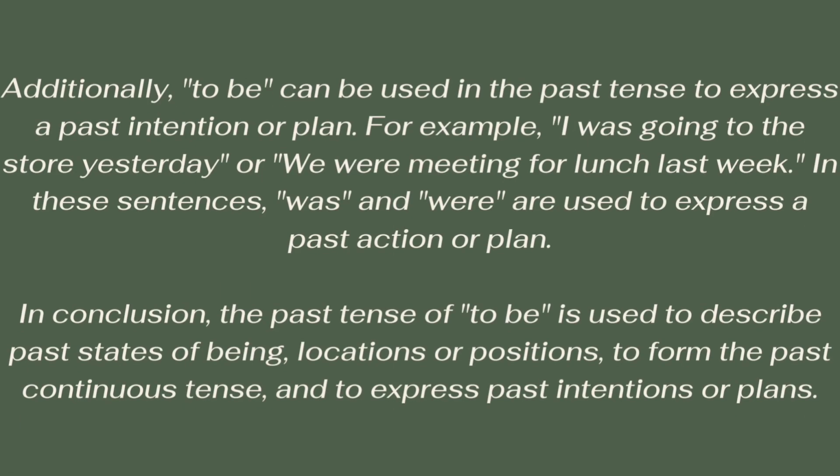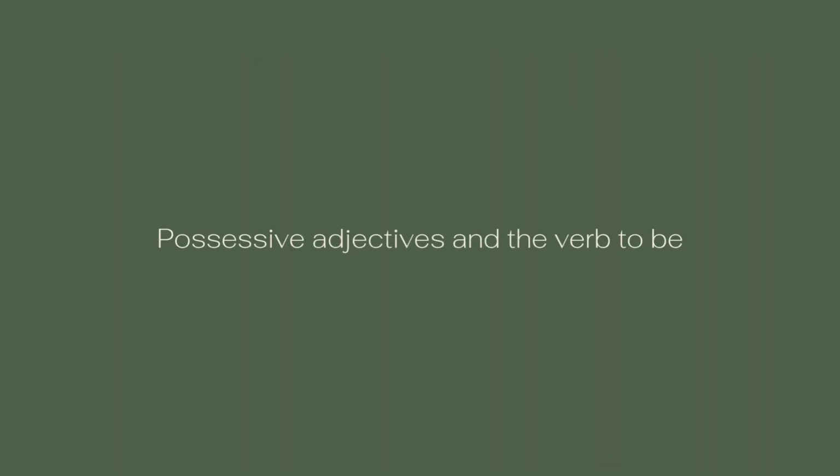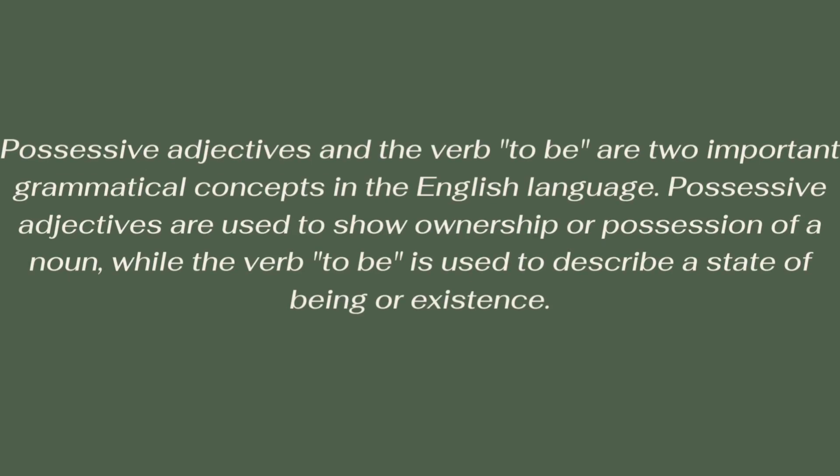Additionally, to be can be used in the past tense to express a past intention or plan. For example, I was going to the store yesterday, or we were meeting for lunch last week. In these sentences, was and were are used to express a past action or plan. The past tense of to be is used to describe past state of being, location, or positions, to form the past continuous tense and to express past intentions or plans.